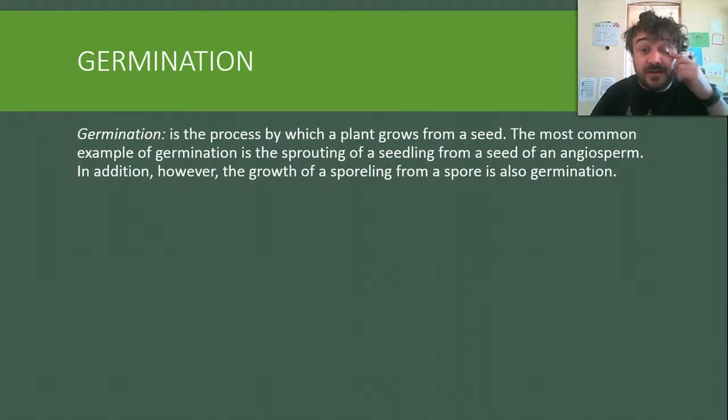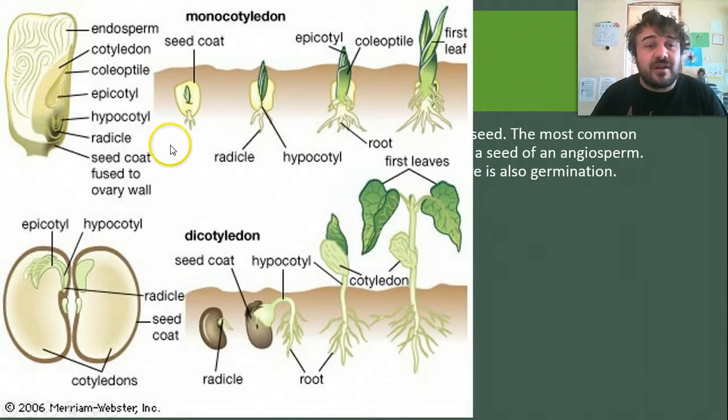All right, so germination. This is basically the process of where it grows from a seed. It is not a seedling process. It is where the seedling first pops out. So it's the process by which the plant grows from a seed. That's germination. The most common example is the sprouting seedling. We've all seen it before, but we've also got a sporling growing from a spore in a fern or whatever. That's also germination.